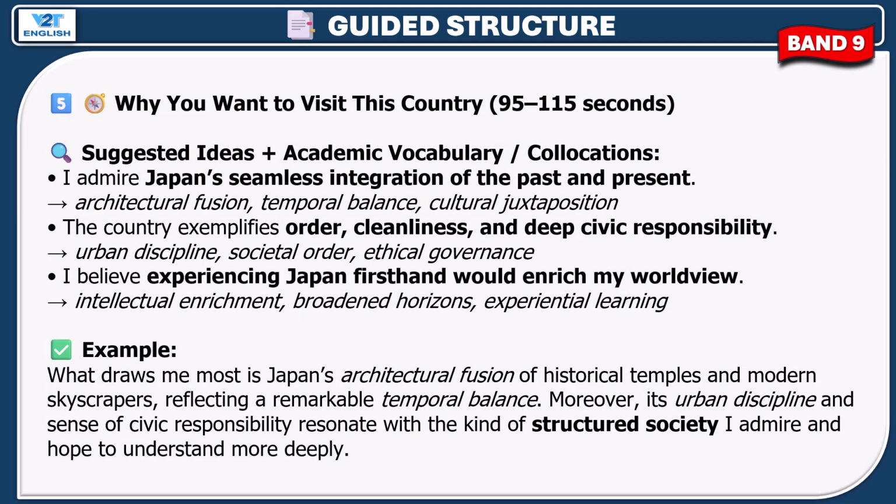5. Why you want to visit this country, 95 to 115 seconds. Suggested ideas plus academic vocabulary and collocations. I admire Japan's seamless integration of the past and present. Architectural fusion, temporal balance, cultural juxtaposition. The country exemplifies order, cleanliness, and deep civic responsibility. Urban discipline, societal order, ethical governance.